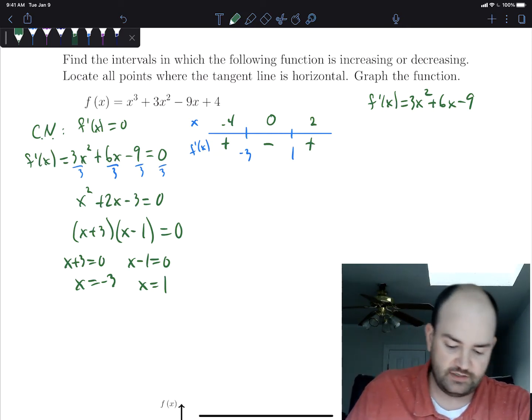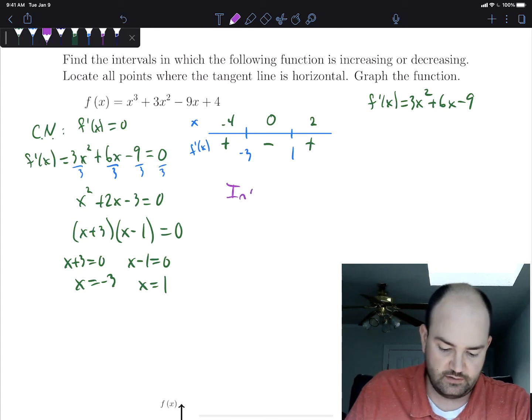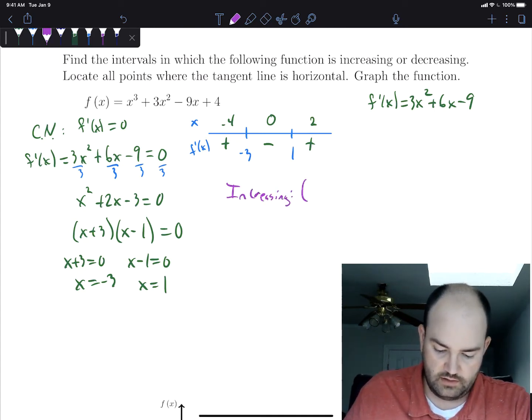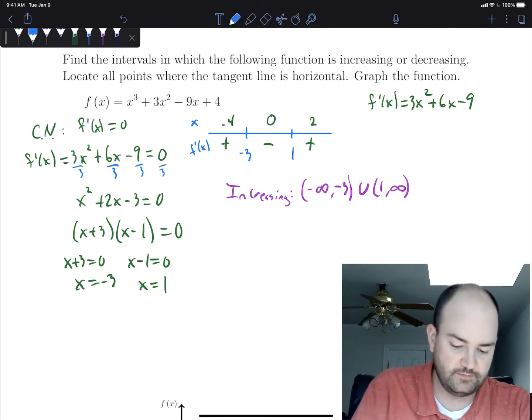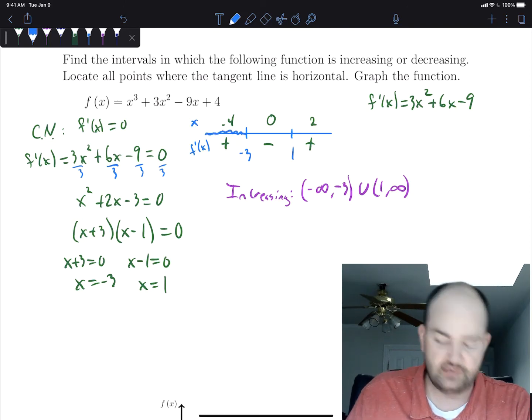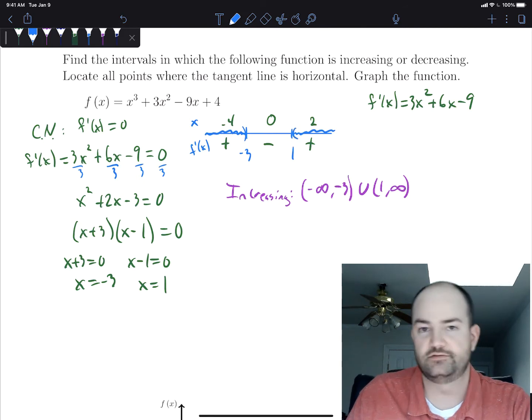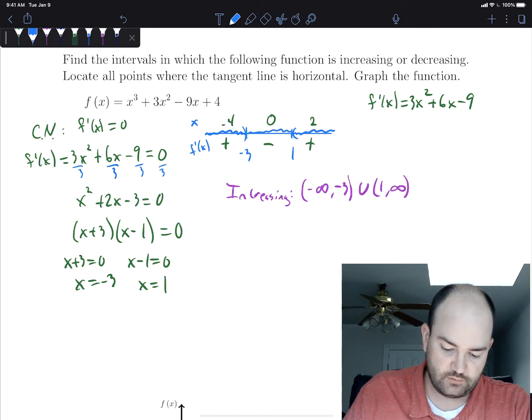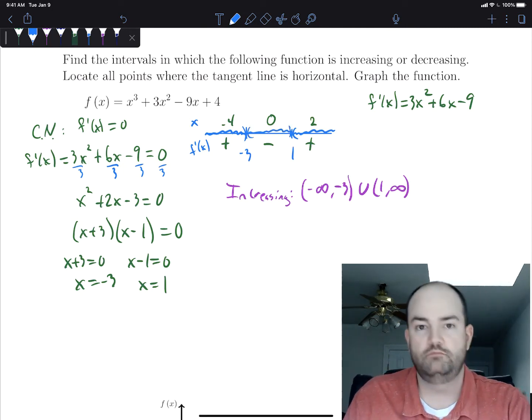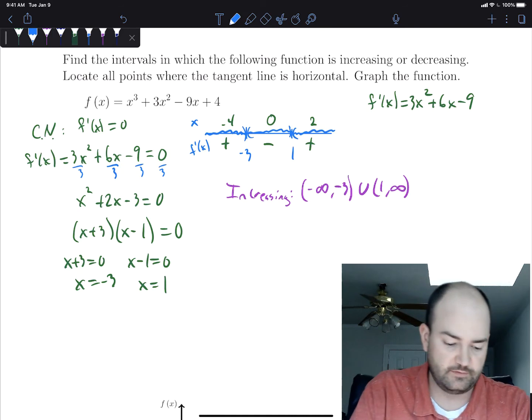So what this is telling me is that this function is increasing on negative infinity to negative 3, union 1 to infinity. In other words, it's increasing in this region and in this region. To the left of -3, it is increasing, and to the right of 1, it is increasing. Notice that we have to use open parentheses with these. And between -3 and 1, it is decreasing in there.